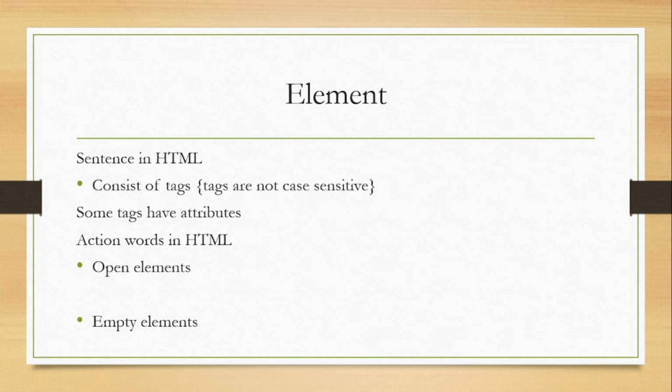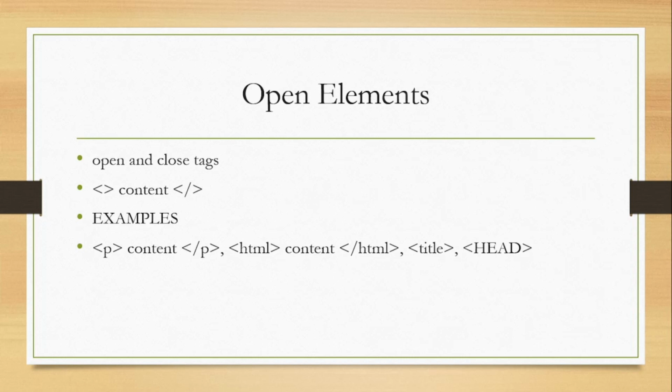There are two categories of elements. We have the open element and the empty element. Open element consists of open and closed tags. The difference between both is a / in the closed tag. The open tag tells where the tag starts operating, and the closed tag tells where the tag stops operating. There is usually content between the open and closed tag that the tag works on.